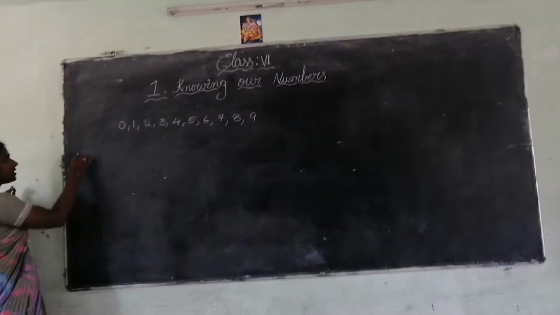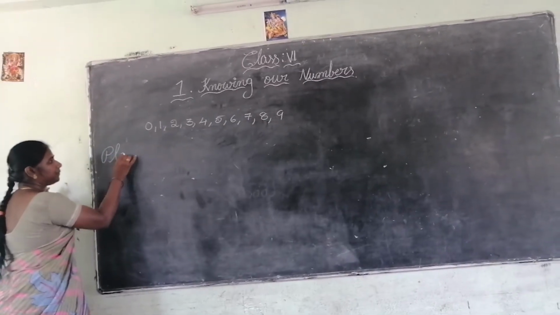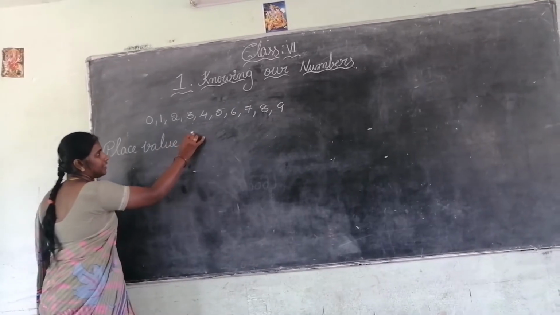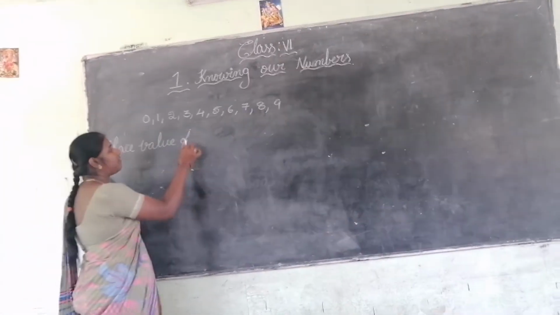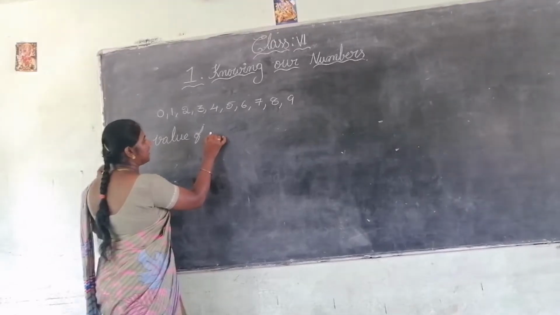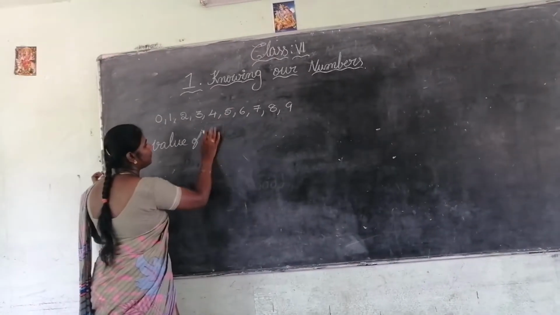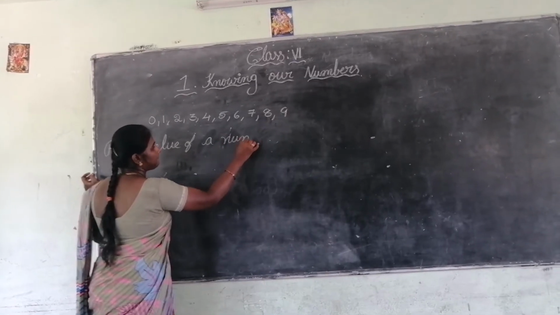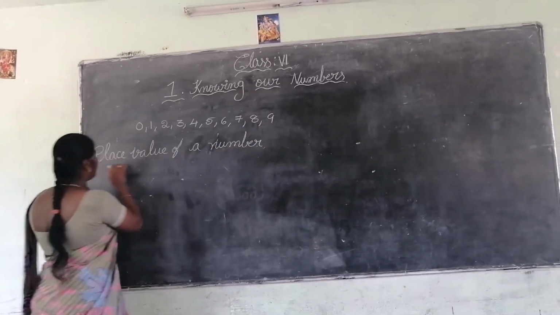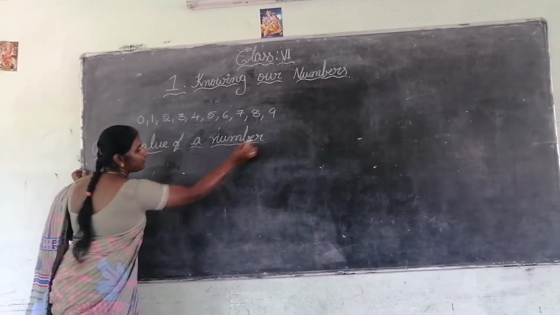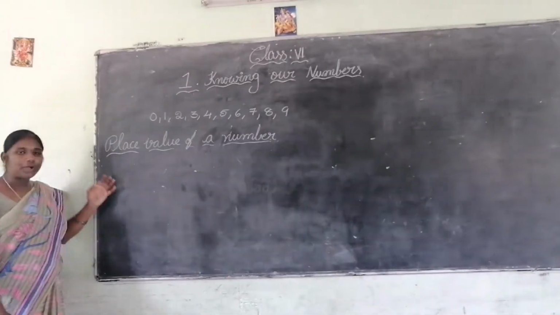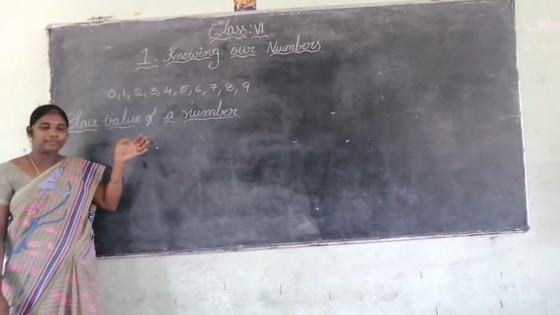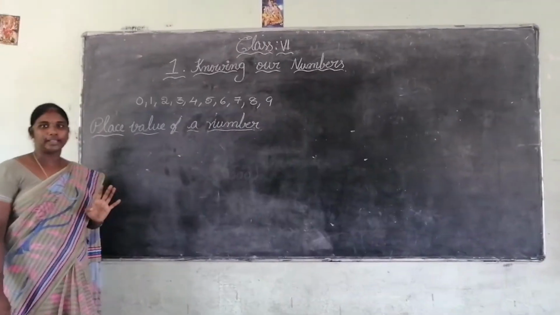Next, how do we find the place value of a digit? To find the place value of a digit, we multiply the digit by the value of the place it occupies. How do we find the place value of a number? We multiply the number with the value of the place it occupies.